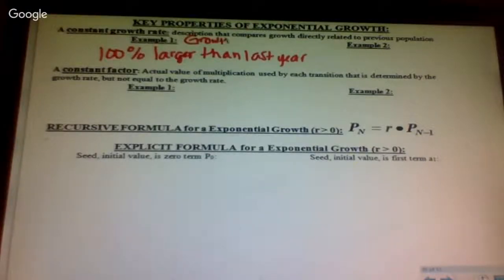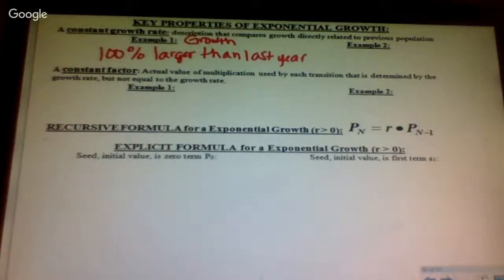Constant growth rate. This is a description that compares growth directly related to the previous population. So, example 1, you may see something that looks like this: 100% larger than last year. Okay, so example 1 is growth. This is where they tell you the percentage is your constant growth rate. That's not giving you your R though.